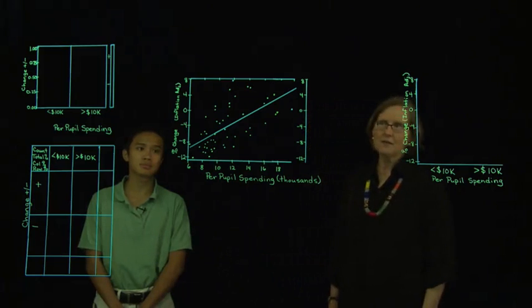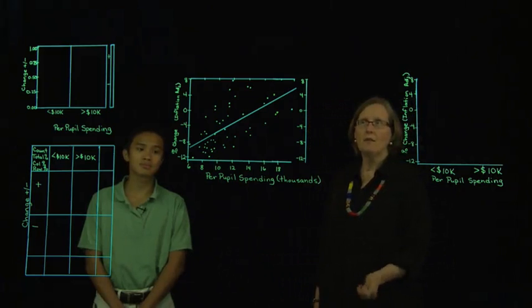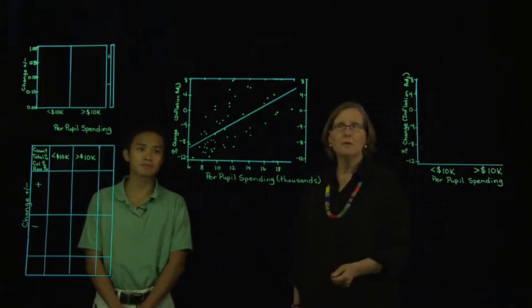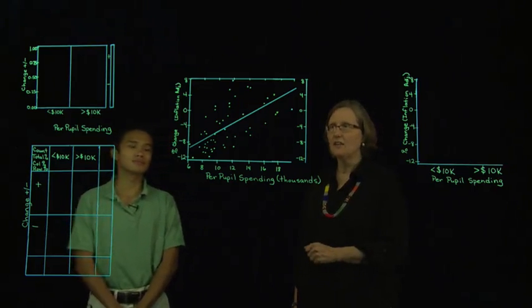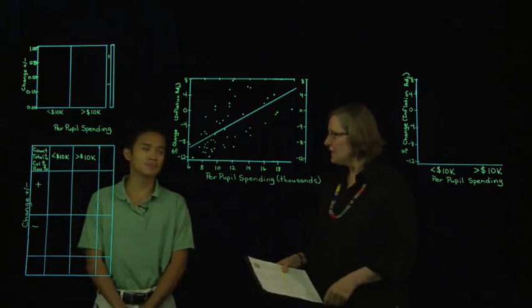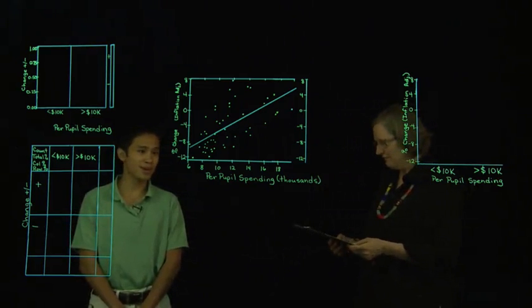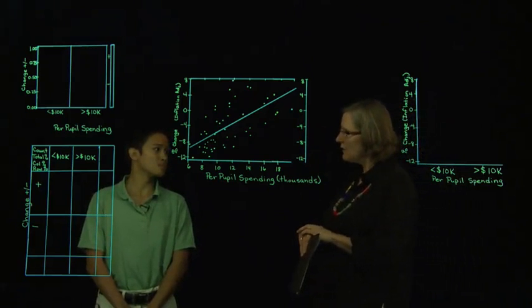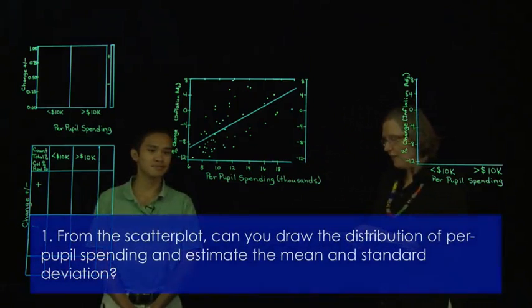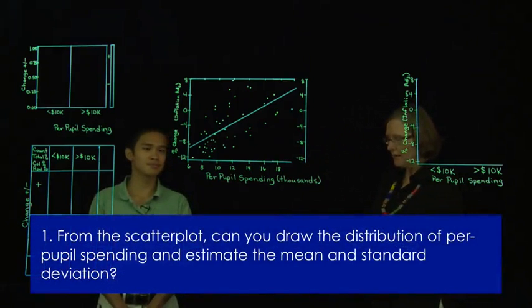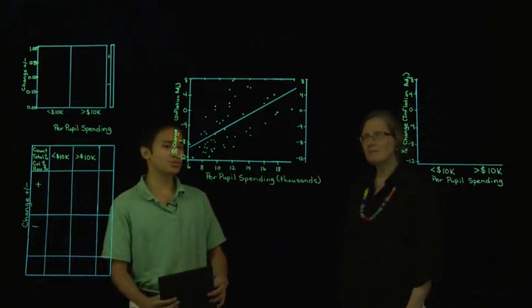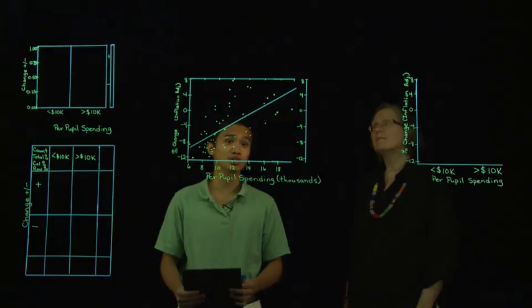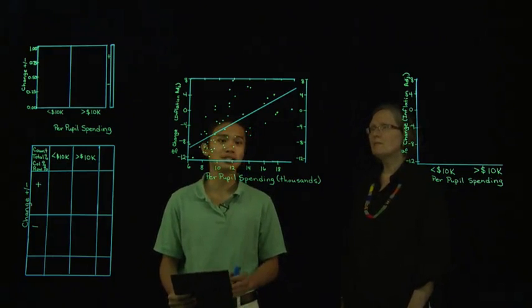Now, to help you see if you understand the concepts that we've covered throughout this course, I'm going to bring in some Duke students to help me test your knowledge. So here we go. Our first student is Jeffrey. You ready to go, Jeffrey? Yeah, sounds good. Okay, I'm going to ask you a question. From the scatter plot, can you draw the distribution of per pupil spending and estimate the mean and standard deviation? Sounds good. Since we'll be drawing the distribution of per pupil spending, that's going to be a histogram illustrating what we can see in the scatter plot.